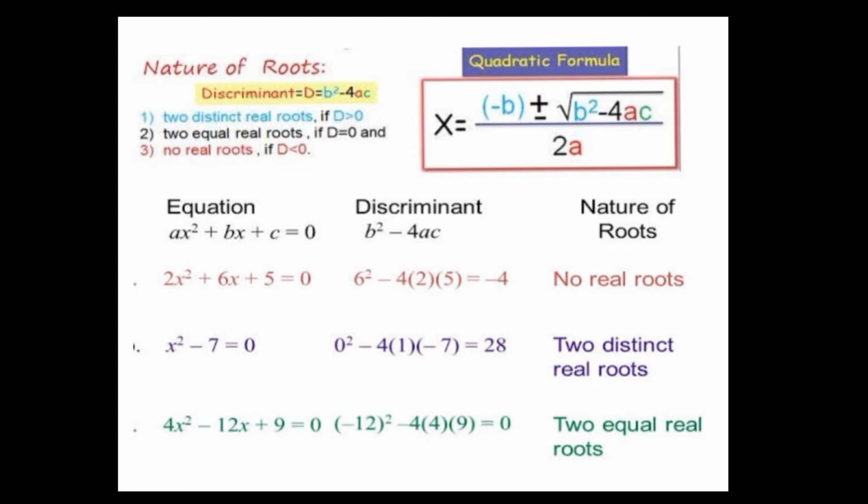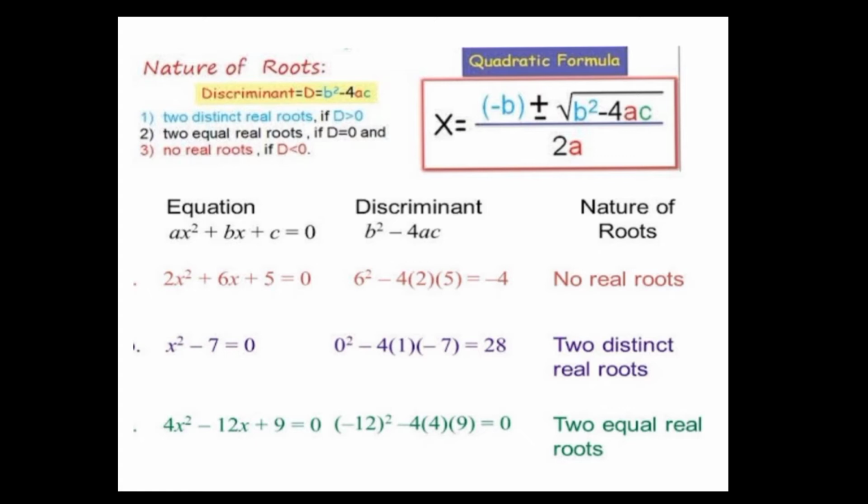Next one is x square minus 7 is equals to 0. Here we don't have b, that means it's 0. So 0 square minus 4 bracket 1 into minus 7. By substituting and calculating these values, you get 28. If 28, it's not equal to 0, it's greater than 0. So then we can say we have two distinct real roots.